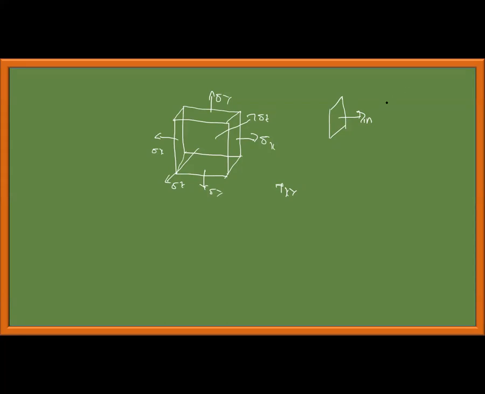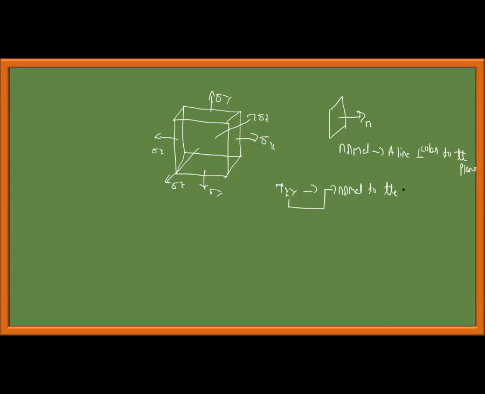So for a plane, the identity is the normal. For this plane, the normal is along the x direction. For this plane, the normal is along the y direction. For this plane, the normal is along the z direction. Normal in the sense of perpendicular to the plane. There is no special meaning. A line perpendicular to the plane.